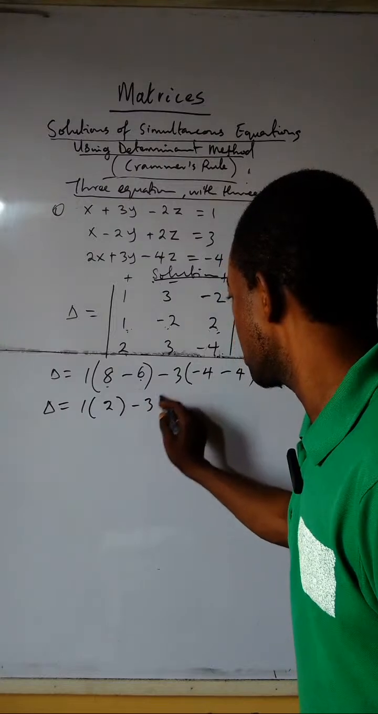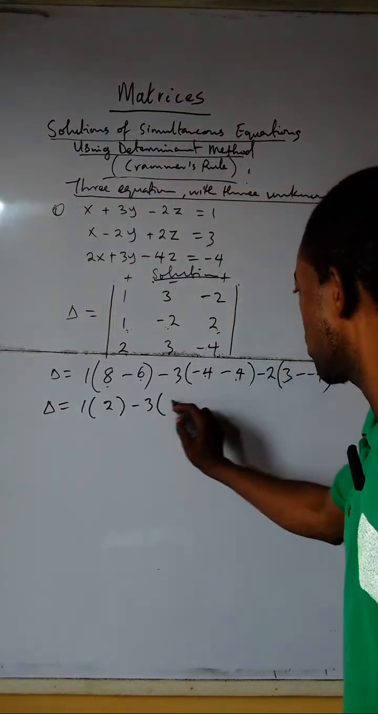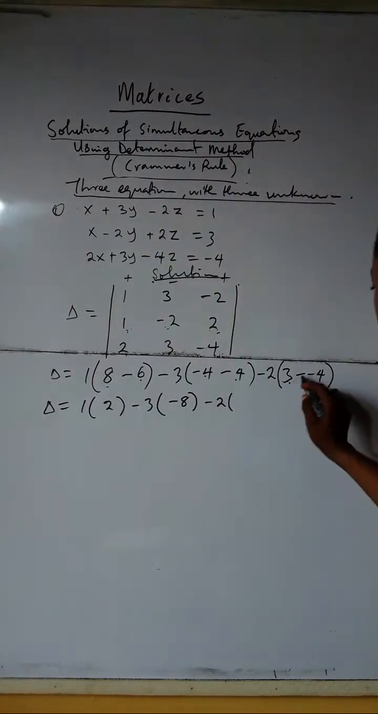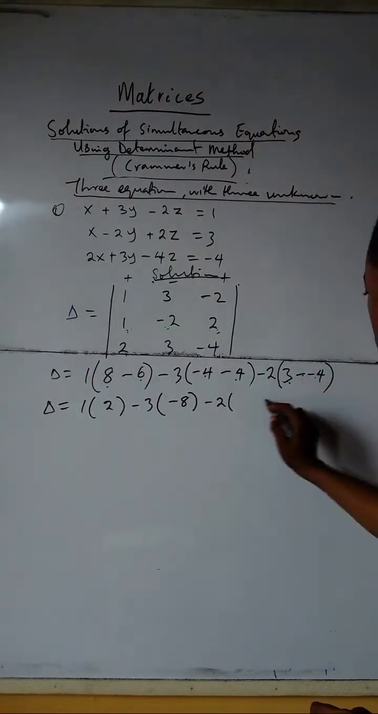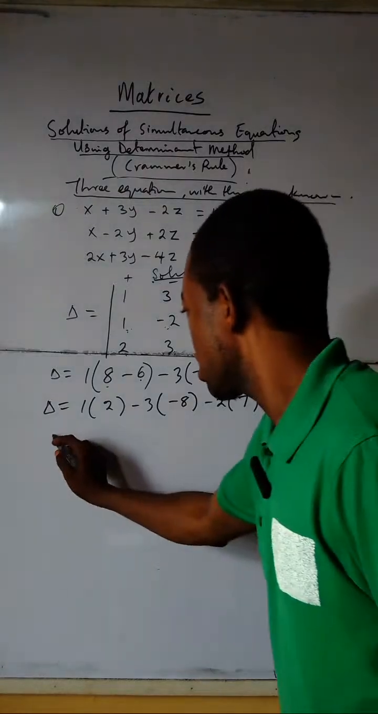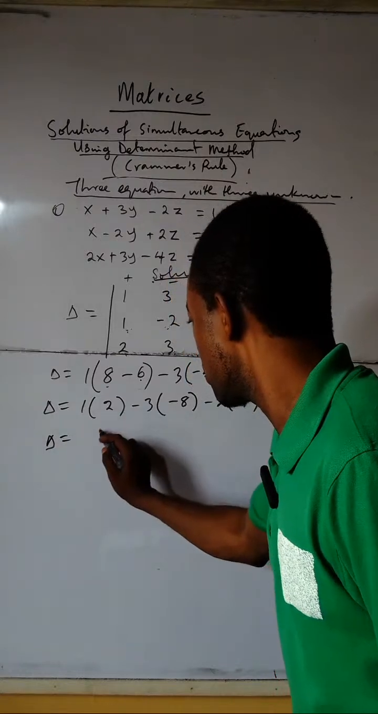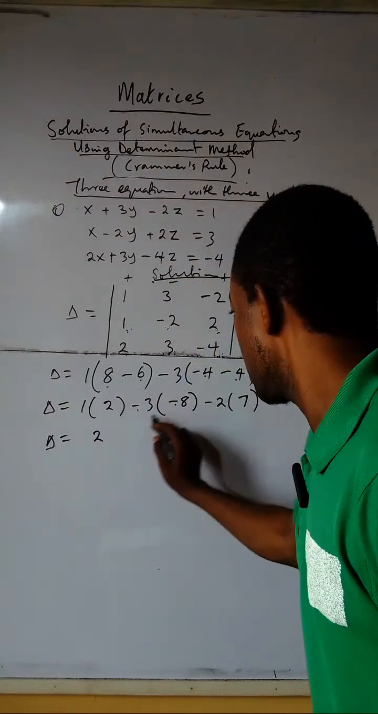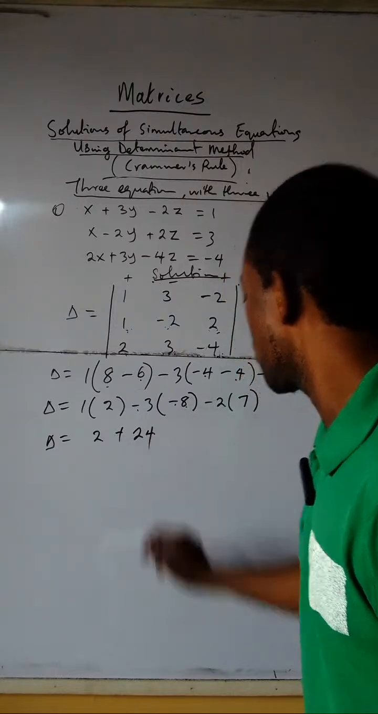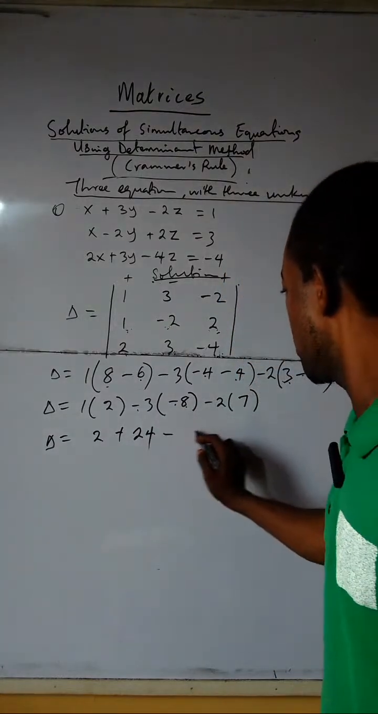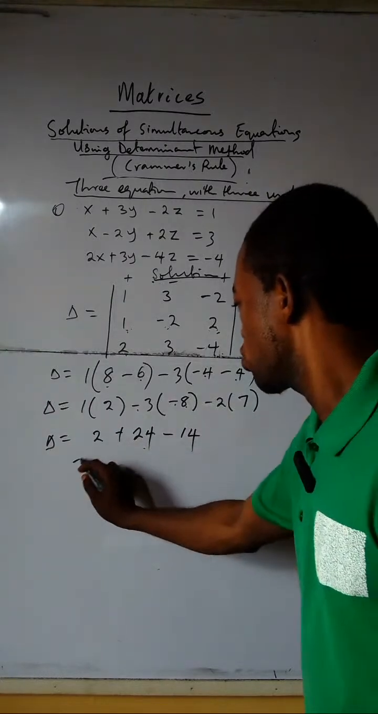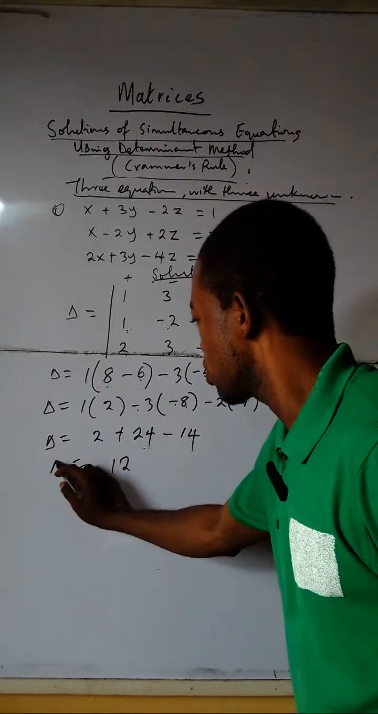Then minus 3 times minus 4 minus 4, minus 8, then minus 2 times 3 minus minus 4, 3 plus 4, that's 7. Then here you have the determinant now equals 1 times 2, that's 2, minus times minus becomes plus, 3 times 8, we have 24, right? Then we have minus 14 here. 24 minus 14, 10. 10 plus 2, that's 12. The determinant here equals 12.